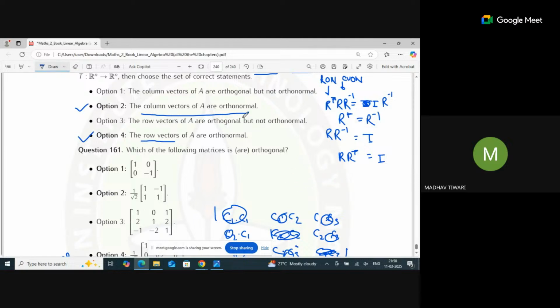You got these two conditions, right? You are aware of this thing. The first thing is R transpose R is identity, yes sir. Next you got R R transpose is identity. These two conditions, correct.